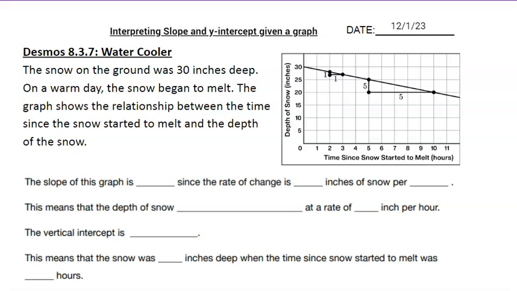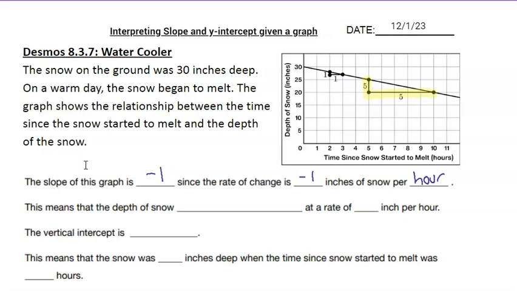So if we take a look and find the slope of the graph, notice the slope triangles that have been created for you. We can see our rise is 5 and our run is 5 or negative 5. So the slope of this graph is -1 since the rate of change is -1 inches of snow per hour.